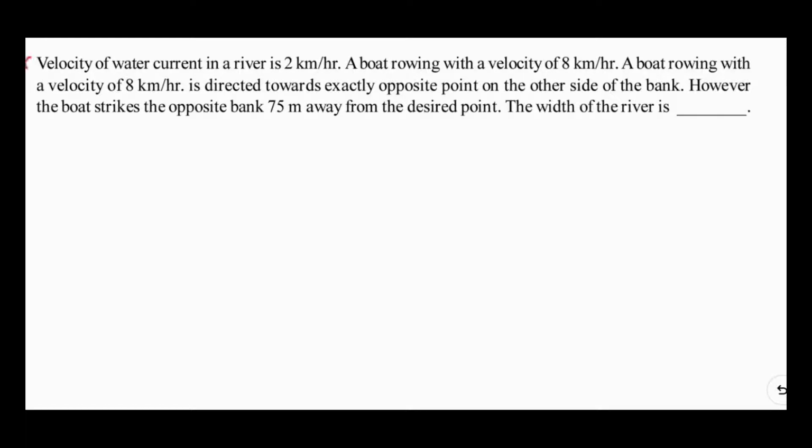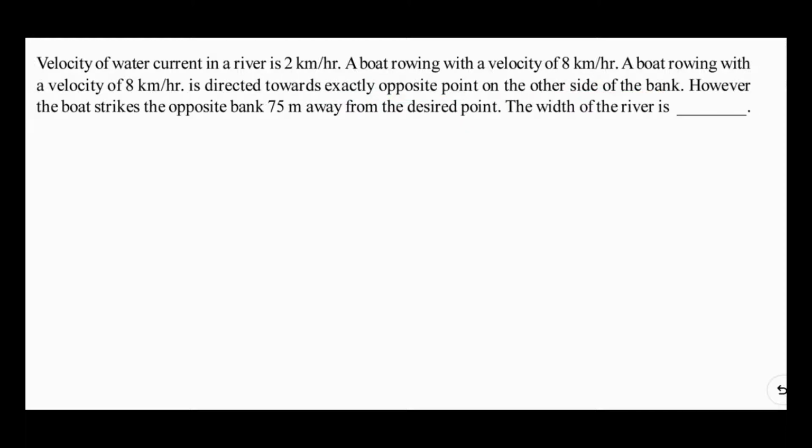Hello students, in this question the velocity of water current in a river is 2 km per hour. So there is a river and the velocity of water in that river is given to us, it's 2 km per hour. A boat rowing with a velocity of 8 km per hour is directed towards exactly the opposite point on the other side of the bank.